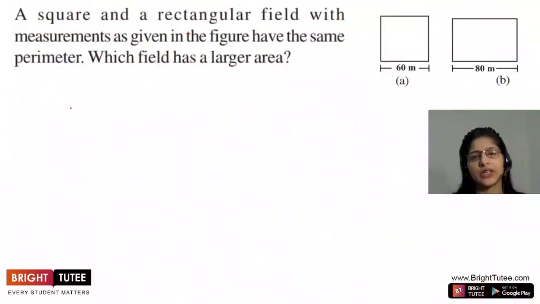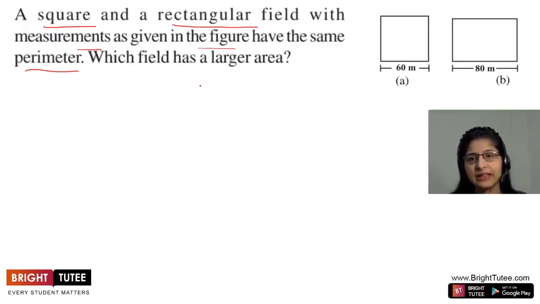Here there is a question given. You have to tell: a square and a rectangular field with measurements as given in the figure have the same perimeter. These two figures, they are saying they have the same perimeter. Which field has a larger area? Right. So is the perimeter same?